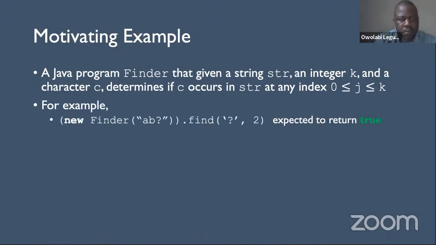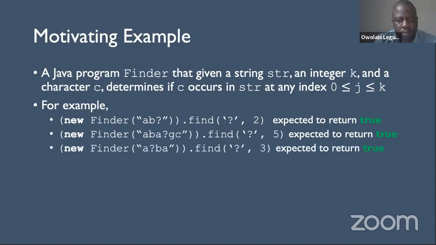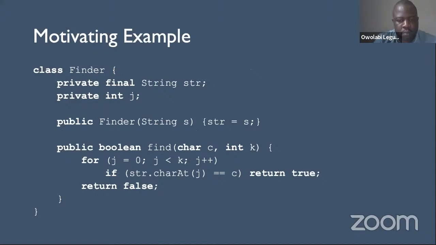For example, assuming that the name of the program is Finder, and we have instantiated the program with the following string, we expect the query for finding the question mark between indices 0 and 2 to return true, because the question mark occurs at position 2. Similarly, we can come up with other test cases that we will be using in the slides that follow.